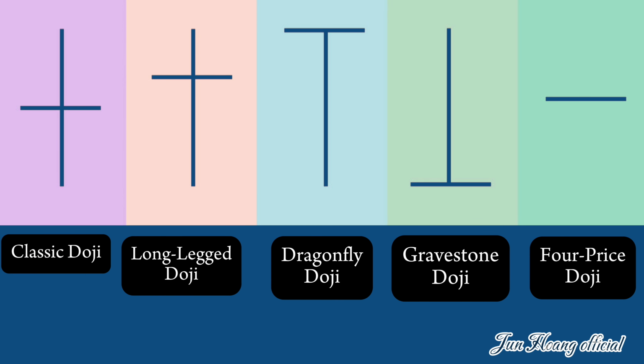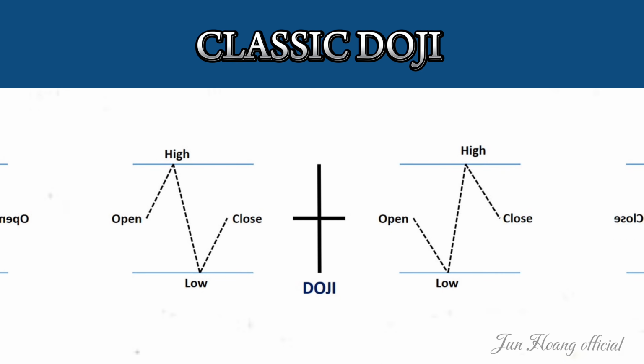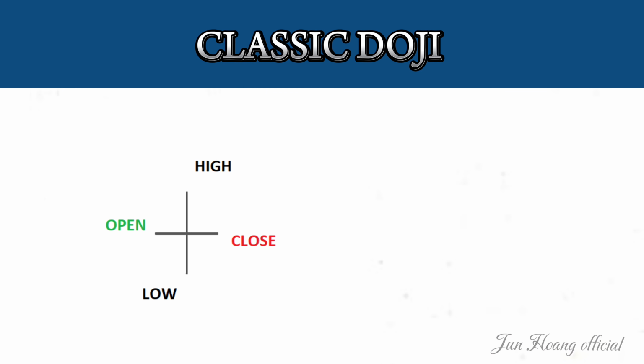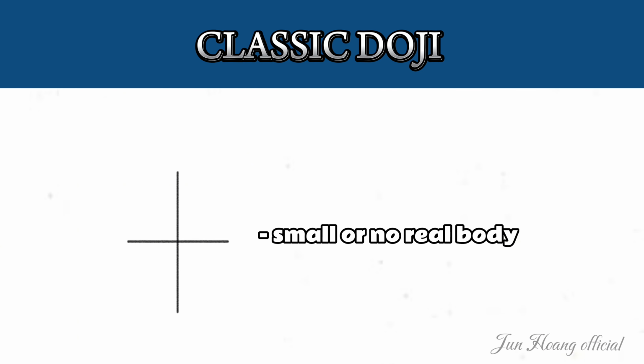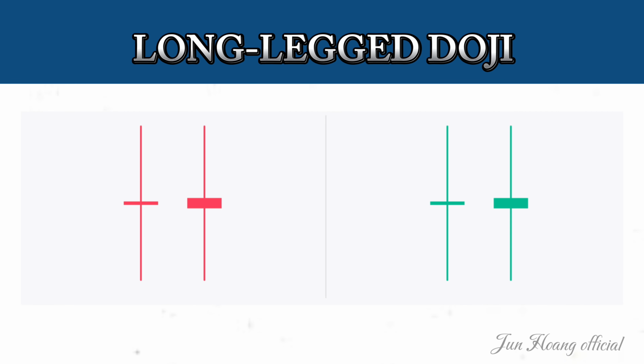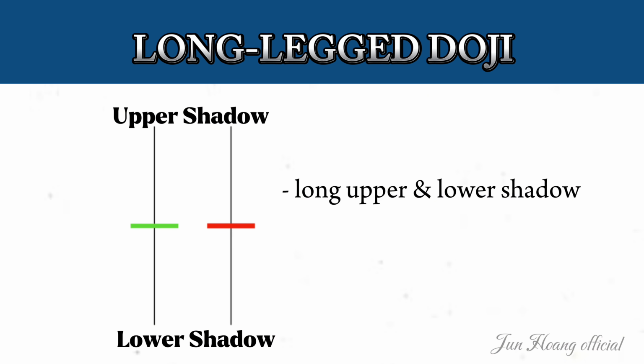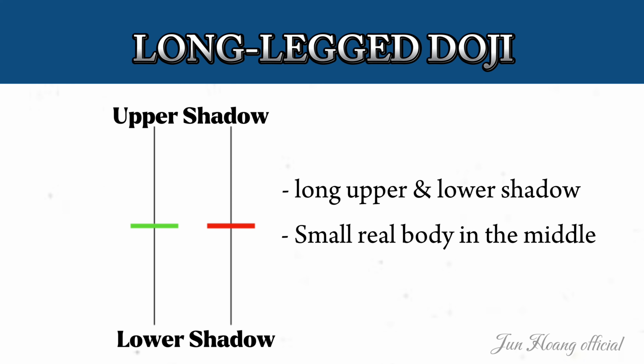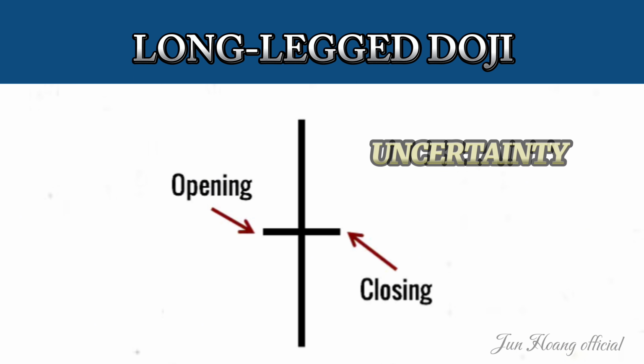Here are some common types of DOJI candlestick patterns. Classic DOJI. This is the standard DOJI candlestick, where the opening and closing prices are very close to each other, resulting in a small or non-existent body. It indicates market indecision. Long-legged DOJI. This type of DOJI has long upper and lower shadows, indicating that the price moved significantly higher and lower during the trading session, but ultimately closed near its opening price. It reflects uncertainty in the market.